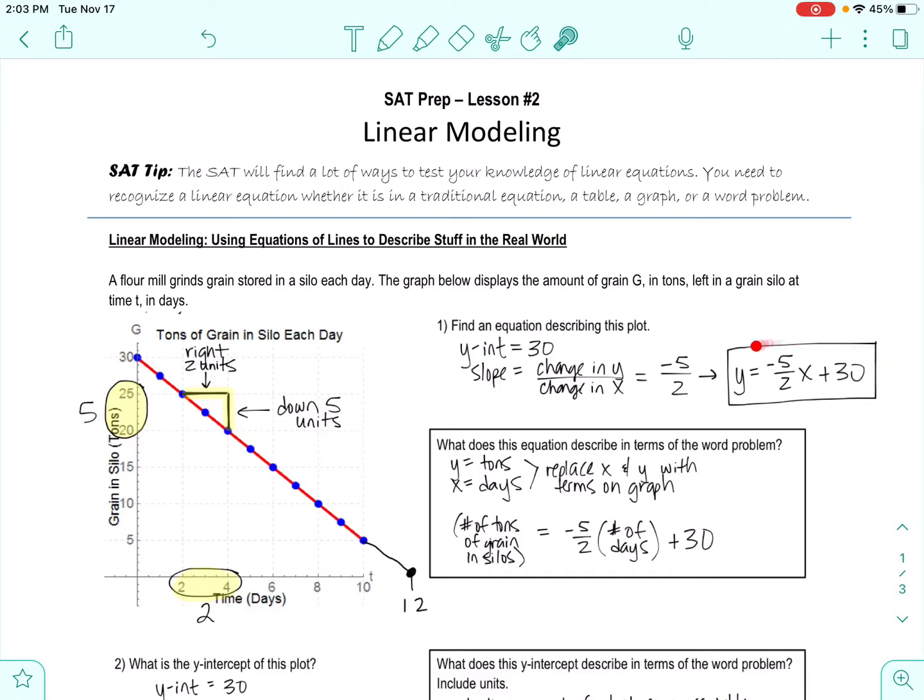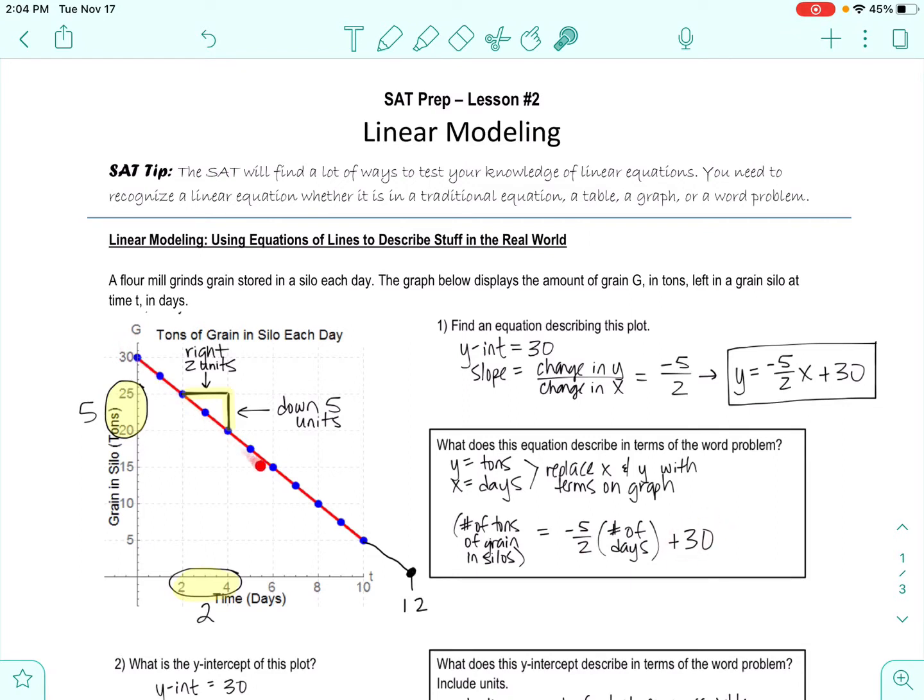And so this is how we put it into our y = mx + b, where m is the slope and b is the y-intercept. So what does the equation describe? Like we've talked about, the y is tons and the x is days. If you want to write that in terms of words, sometimes you see multiple choice questions on the SAT using words instead of y's and x's. Number of tons of grain in the silo equals the slope times the number of days plus the y-intercept.